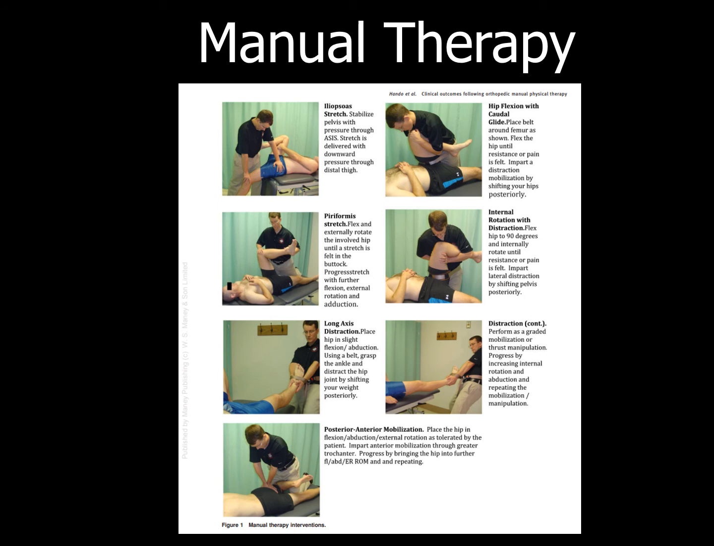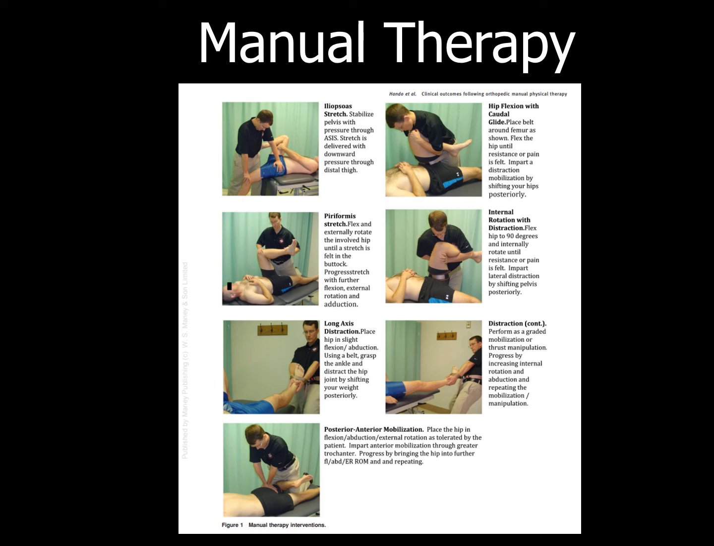So in my mind, pictures are worth 1,000 words. And when we start looking at, well, what manual therapy was done, there are two techniques on the right-hand side. The first two boxes on the right-hand side, they did hip flexion with the caudal glide. We'll talk more about that next time. They did internal rotation with distraction. We'll talk more about that next time as well. And if you notice, both of them were using mobilization belts for those.